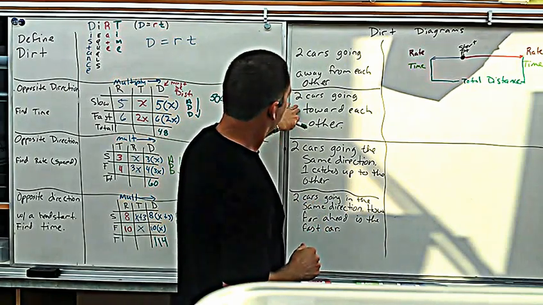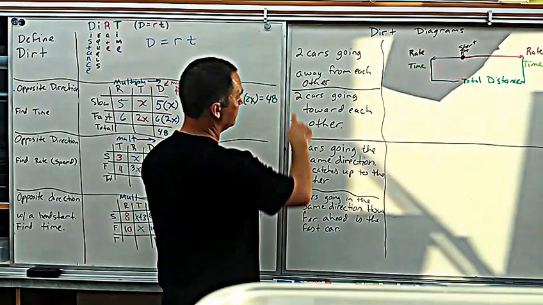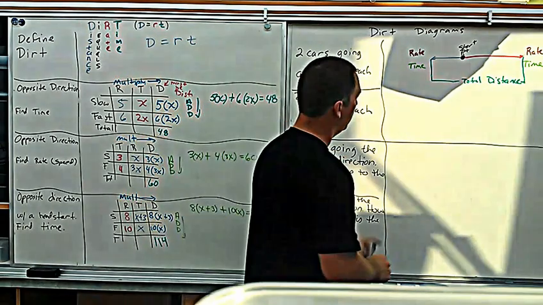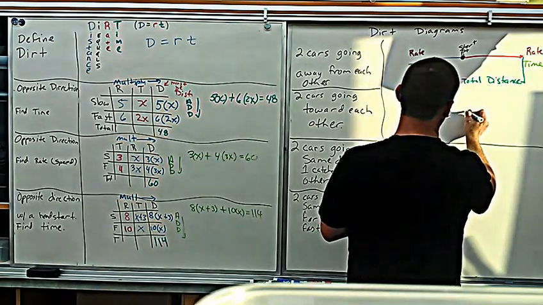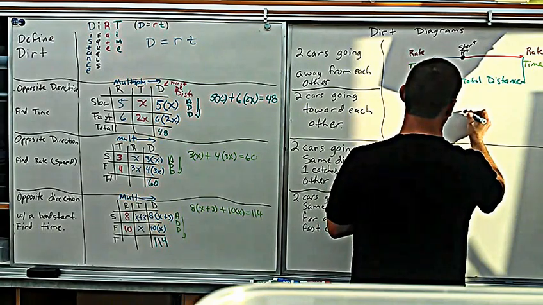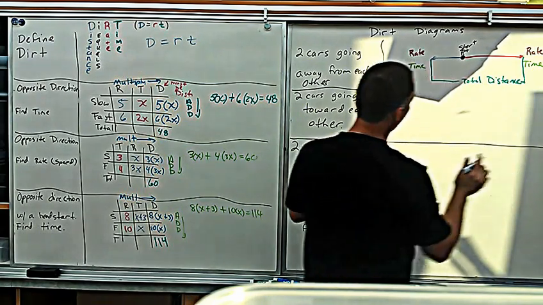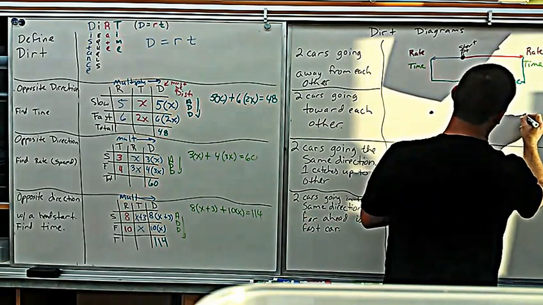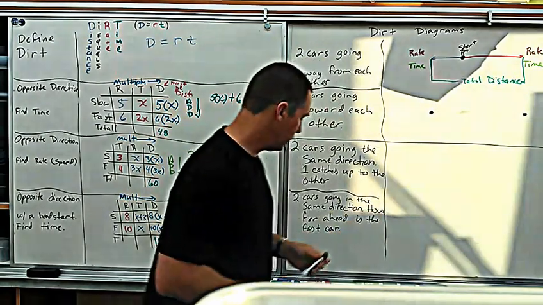Okay. Take a look at this one. This one has 2 cars going towards each other. All right? 2 cars going towards each other. So we're going to start like we did last time with our starting point. Oh, excuse me. These have 2 different starting points. We're going to have a car here and a car here. Okay, so now we have 2 different starting points.